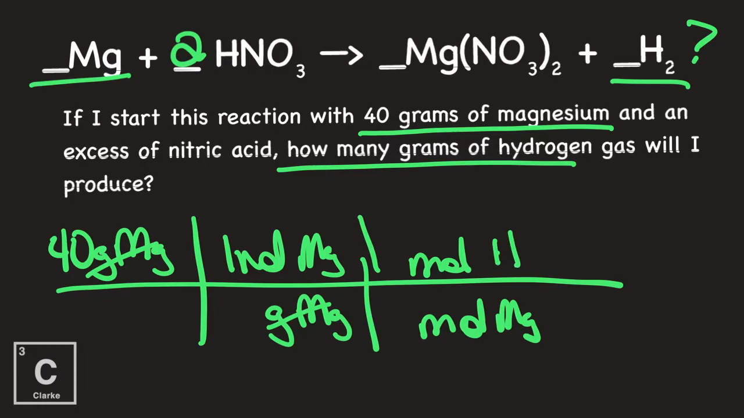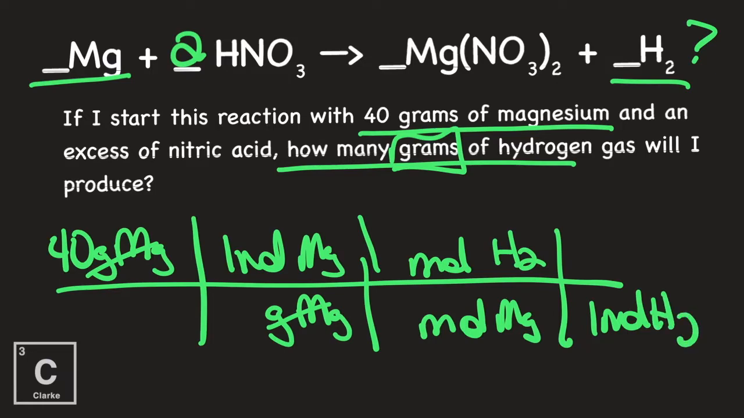We're solving for hydrogen. We're solving for grams of hydrogen. Right now we have moles of hydrogen on top, so we need one more step. So I'm going to bring that down. 1 mole of hydrogen is equal to the molar mass of hydrogen. Okay, so let's put these masses in and our mole ratio in.